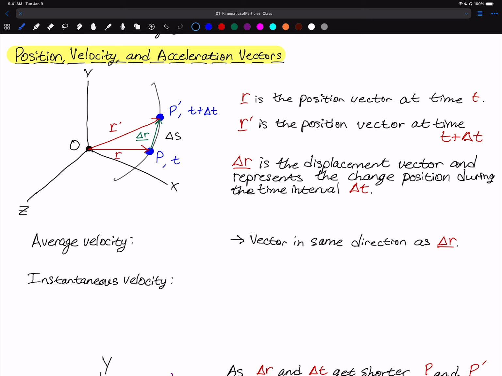So R here is the position vector of the particle at time t, and R prime is the position vector at time t plus delta t. Then delta R vector is the displacement vector. Again, this displacement is the change of position during a particular time interval. It is not a velocity. Since it's a vector, it's going to have both magnitude and direction. Let's just keep that in mind.